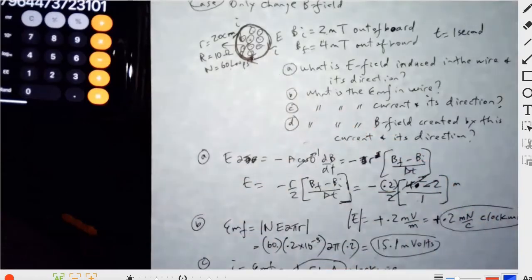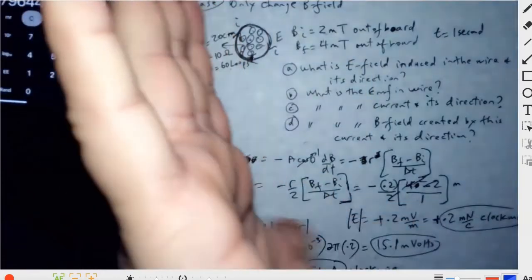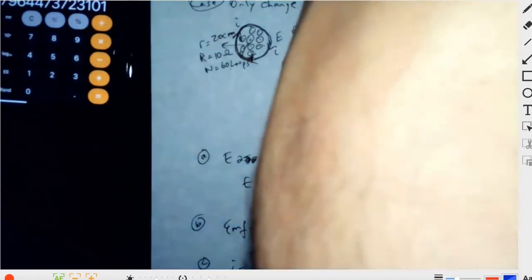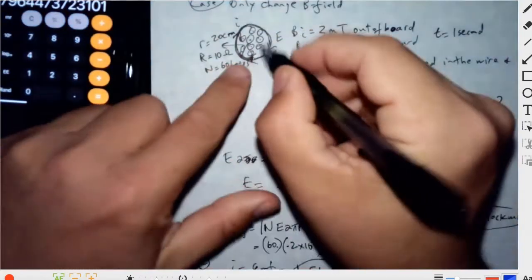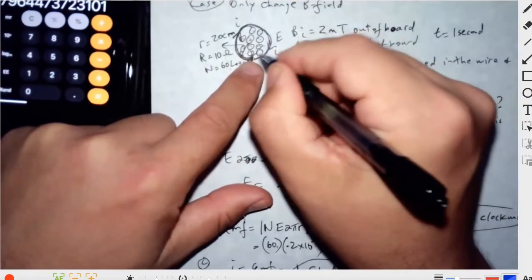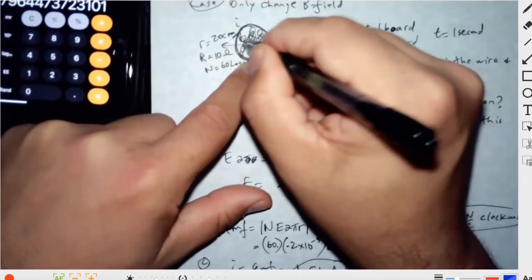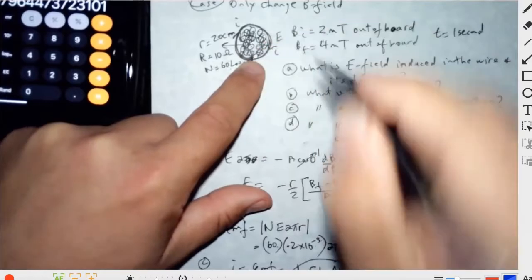So what's going to be the direction of the B field created by that current? Well, if it's clockwise current, what's the direction of the B field? Curl your fingers in the direction of the current. It's into the board, right? So the current here is going to create a B field in this region that is into the board. Does that make sense? Why is it into the board?